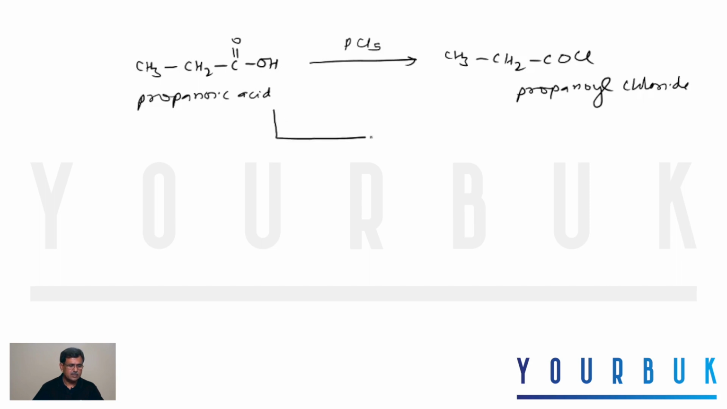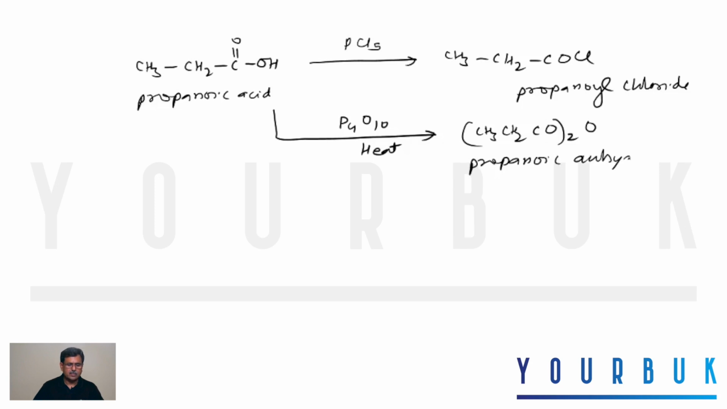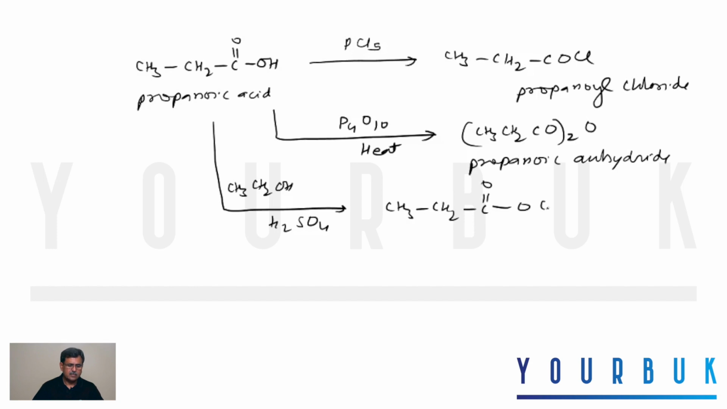Second, on reaction with P4O10 and heat, it forms a propanoic anhydride. This is called a propanoic anhydride. And on reaction with ethyl alcohol, in the presence of sulfuric acid, it forms a sweet smelling compound called ester, and this ester is named as ethyl propanoate.